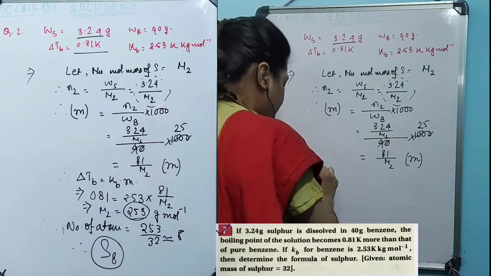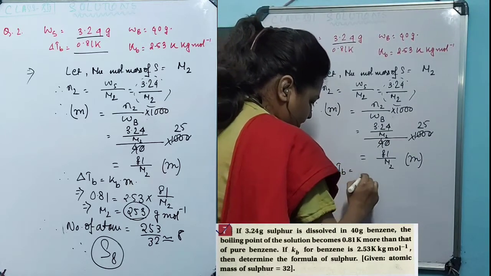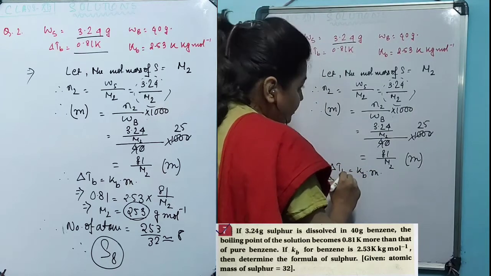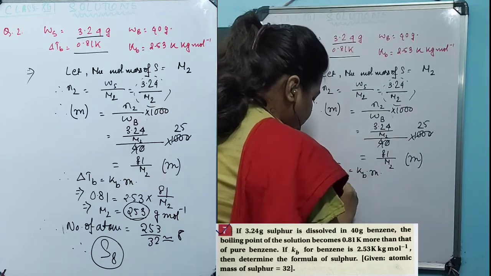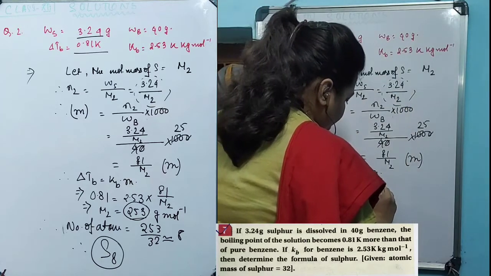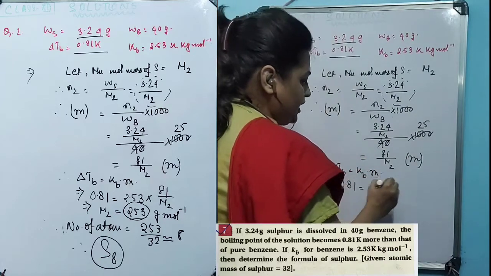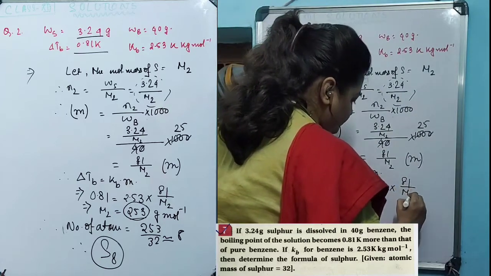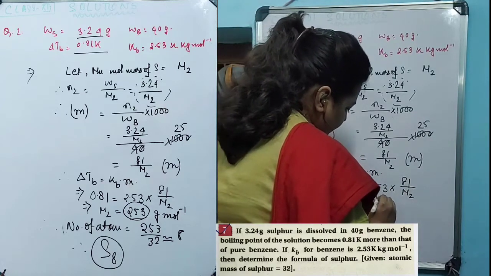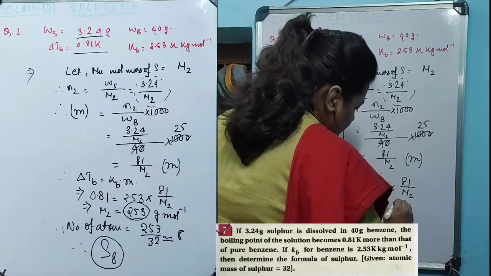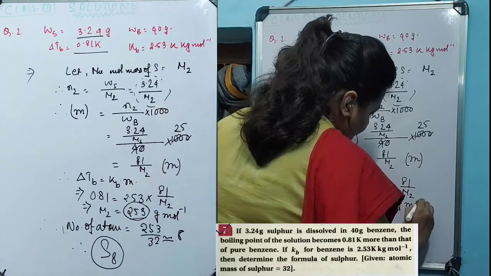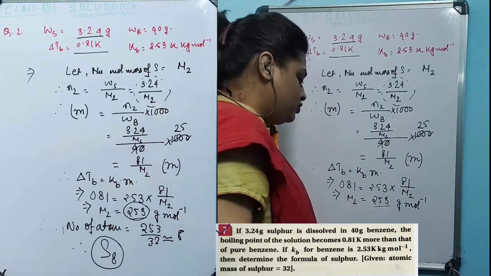Now by applying the boiling point elevation equation, which is delta TB equals Kb into molality, delta TB is given as 0.81, Kb is given as 2.53 Kelvin kg mole inverse. Molality I have calculated as 81 by M2. So M2 we can find by calculating all these as 253 gram per mole.